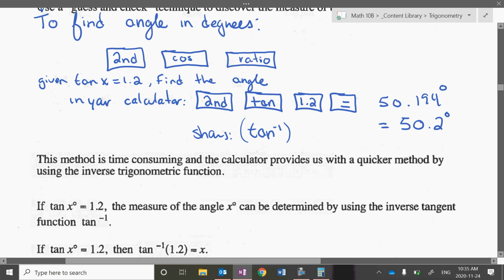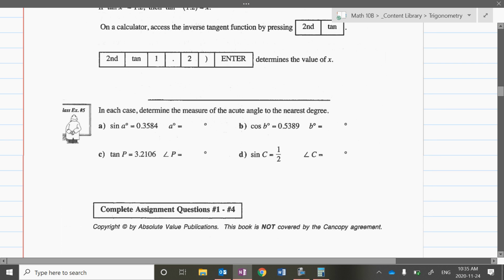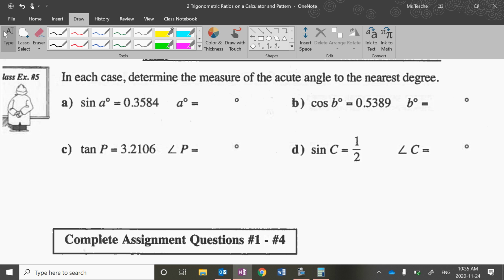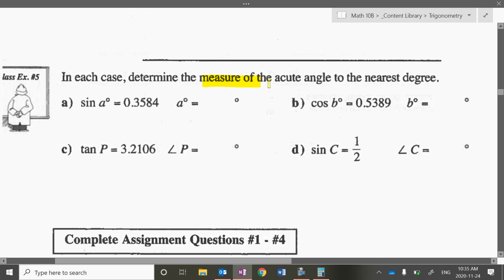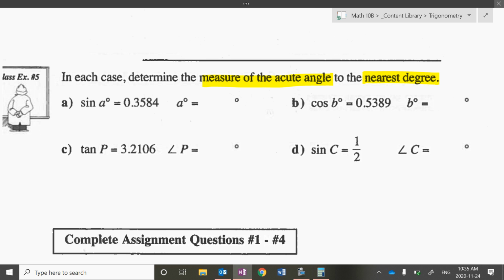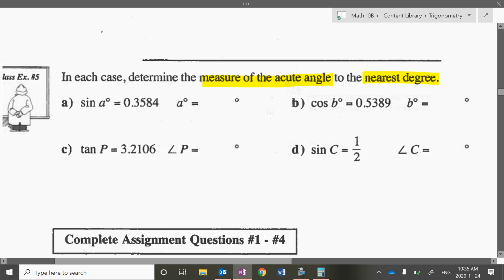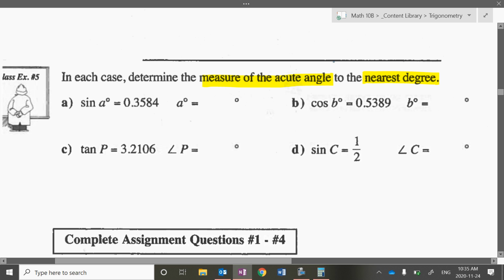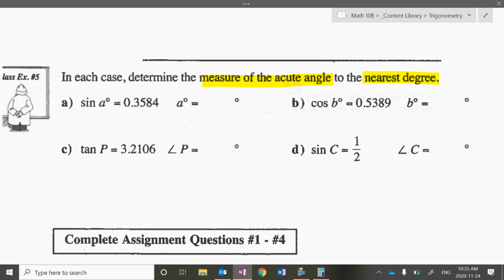Okay, grade 10s. With that in mind, I want you to do the following. Class example 5, I want you to try on your own. Notice it says the measurement of acute angle to the nearest degree. What is an acute angle? Less than 90 degrees. Good. All of your answers should be acute angles, that's a hint. Try these 4 on your own to the nearest degree.